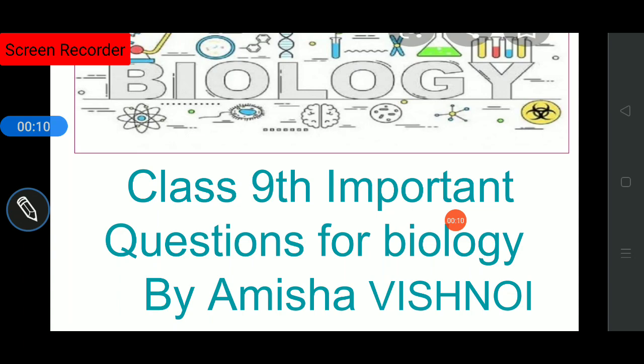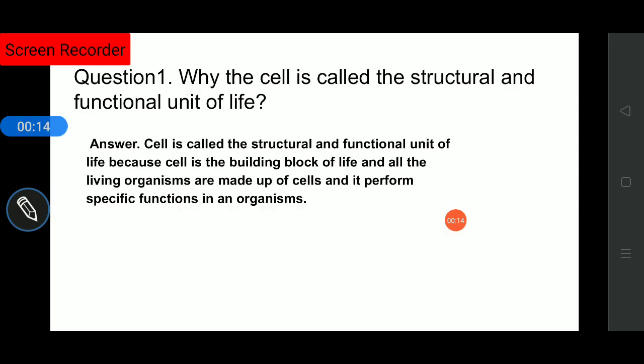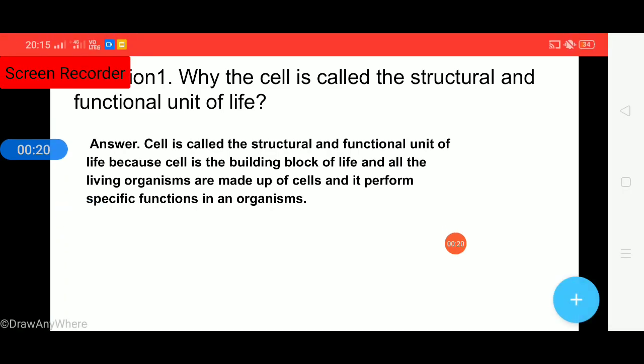So without wasting the time, let's go through the questions. So question number first. Why is the cell called the structural and functional unit of life? So first we have to know what is cell. So cell is basically the structural and functional unit of life. So it is the smallest unit of life.